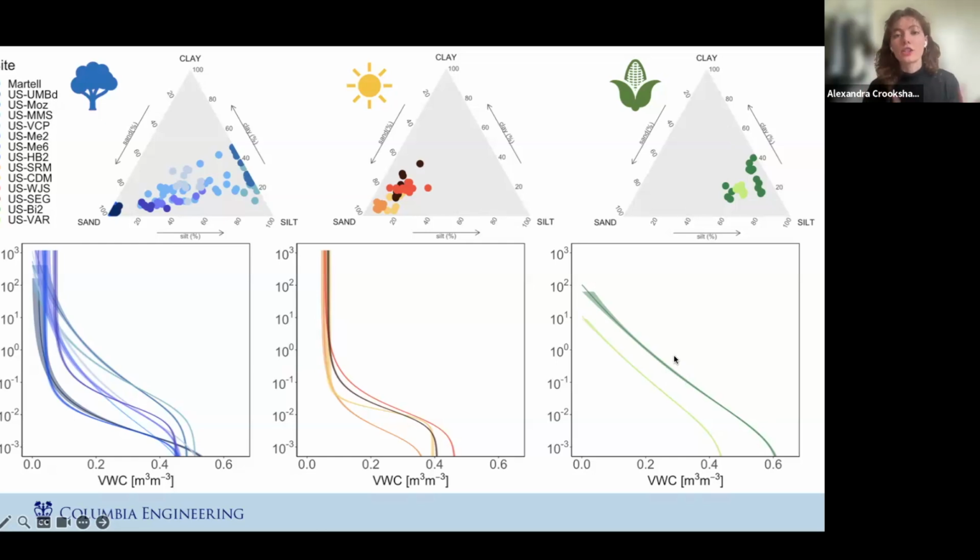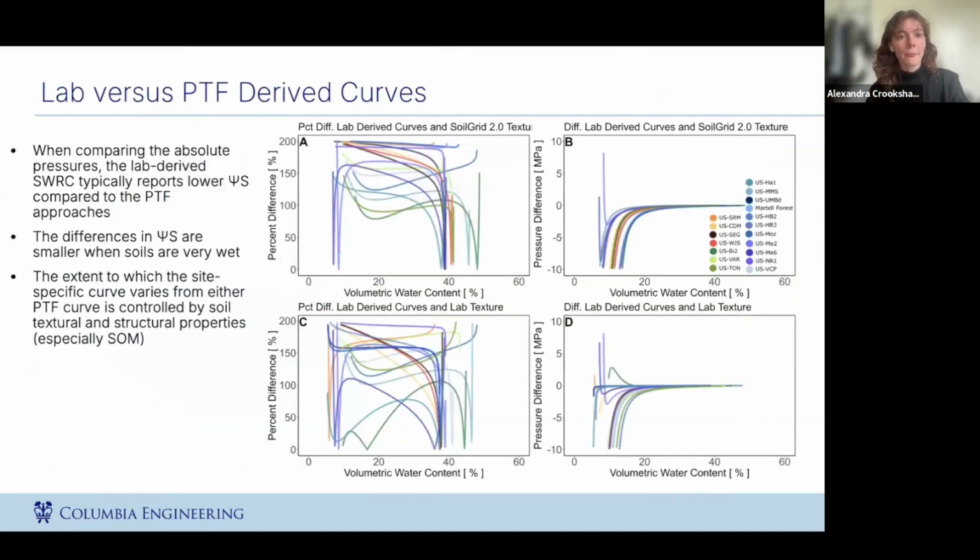But this classification is quite arbitrary because within each selection, the curves are quite unique, quite diverse. And that all comes down to the unique interplay between their individual textures, their individual organic matter contents, their bulk densities, and so on. So that really emphasizes the importance of site specificity, and places a lot of importance on the work that we're doing there.